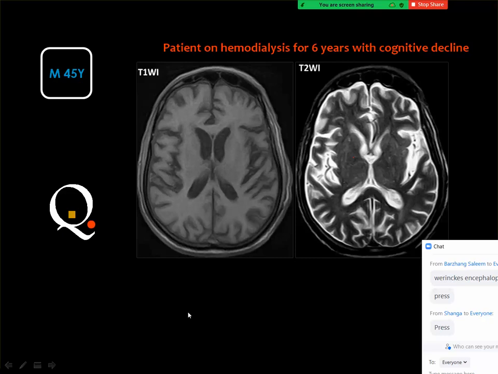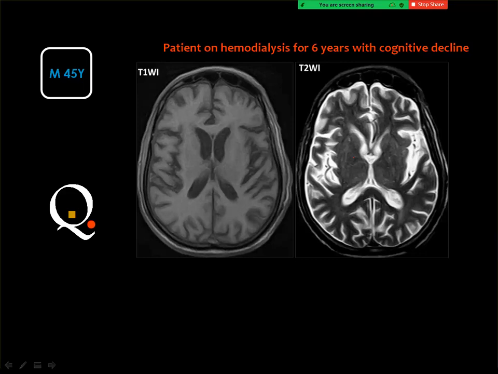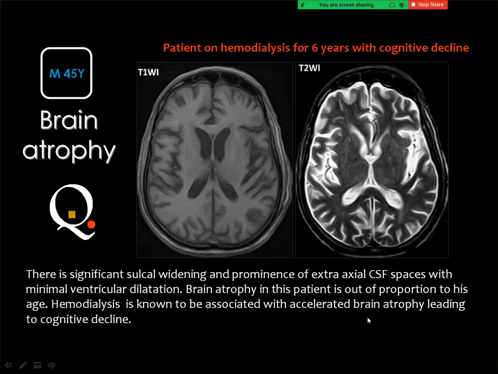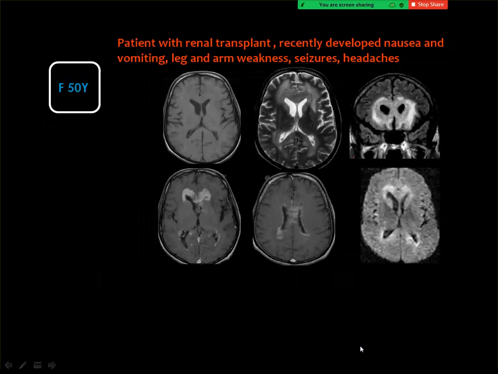You feel that this is the difficult case? Yes, and this is just a brain atrophy, nothing else. This is brain atrophic changes. The ventricles are prominent, the cortical sulci are prominent, nothing abnormal in the brain parenchyma.